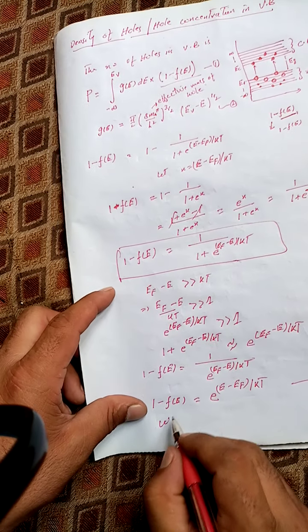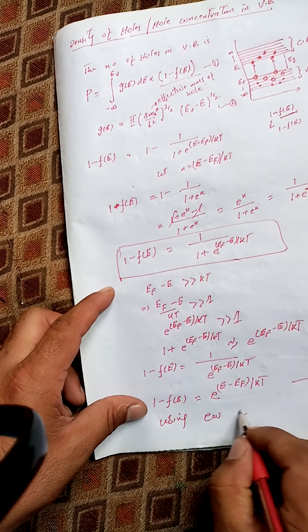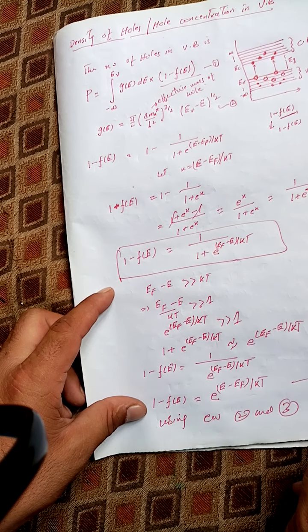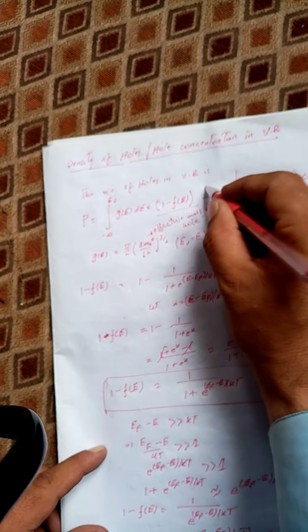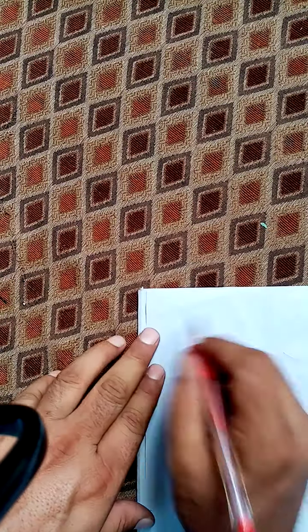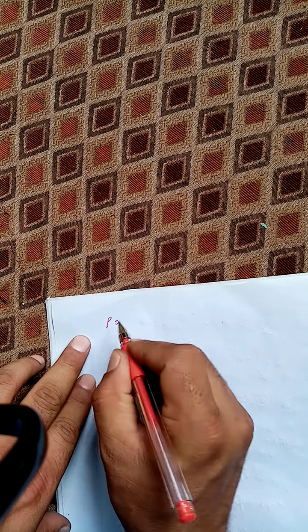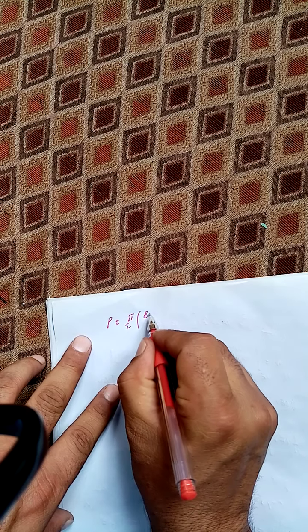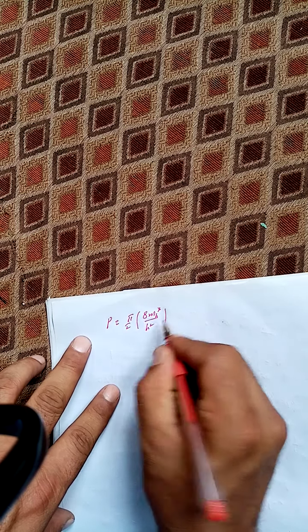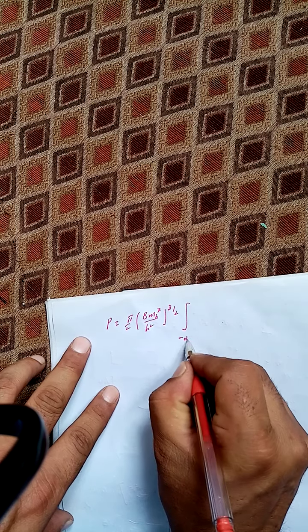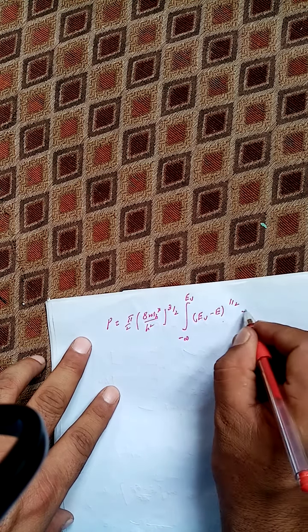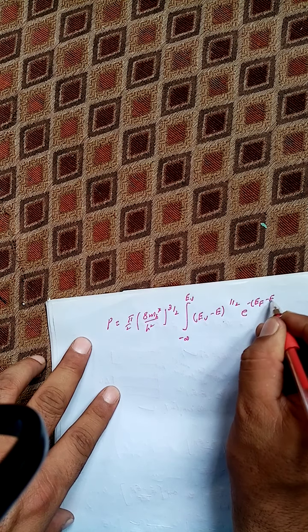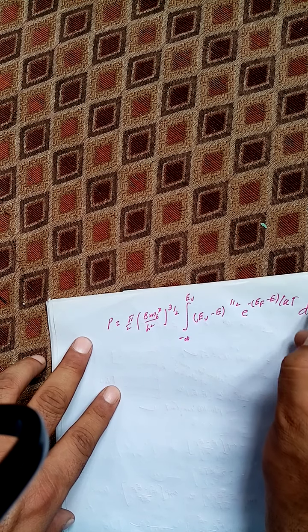Using equations 2 and 3 and equation 1, we finally get the required result. The required integral is P equal to pi by 2 into (8 mh over h squared) to the power 3 by 2, into the integral from minus infinity to EV of (EV minus E) to the power 1 over 2, times e raised to the power (E minus EF) over kT, dE.